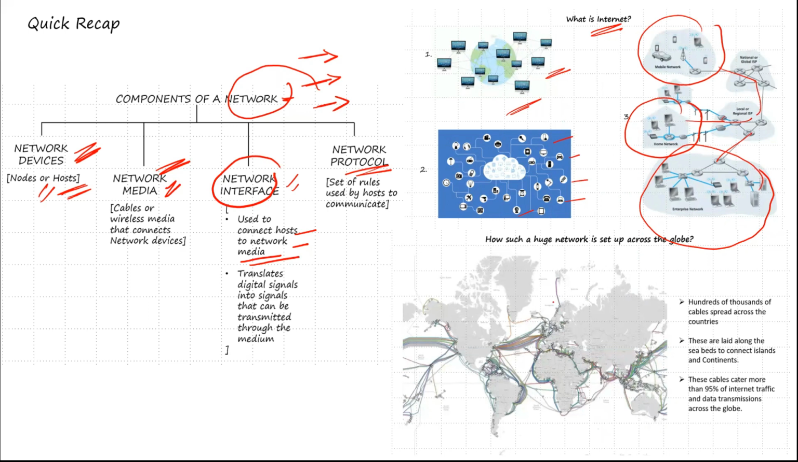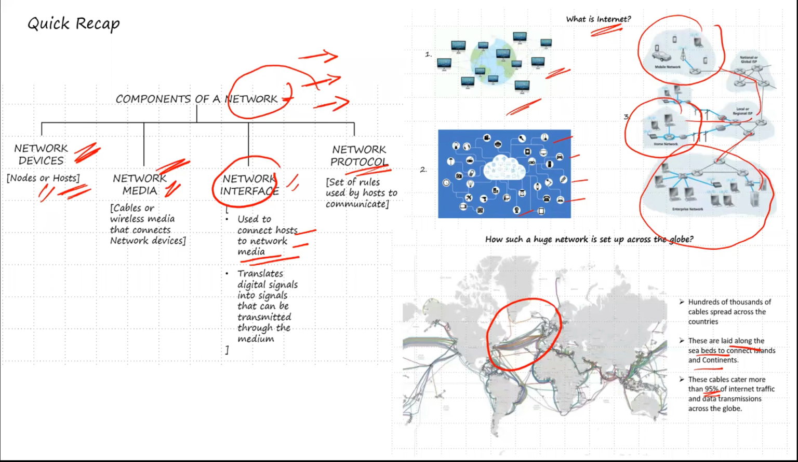And last, how internet is spread across the world through submarine cables across the oceans. These submarine cables are laid across the oceans, and 95%, even 99% today, internet traffic is handled by these cables. So this was all that we did yesterday.